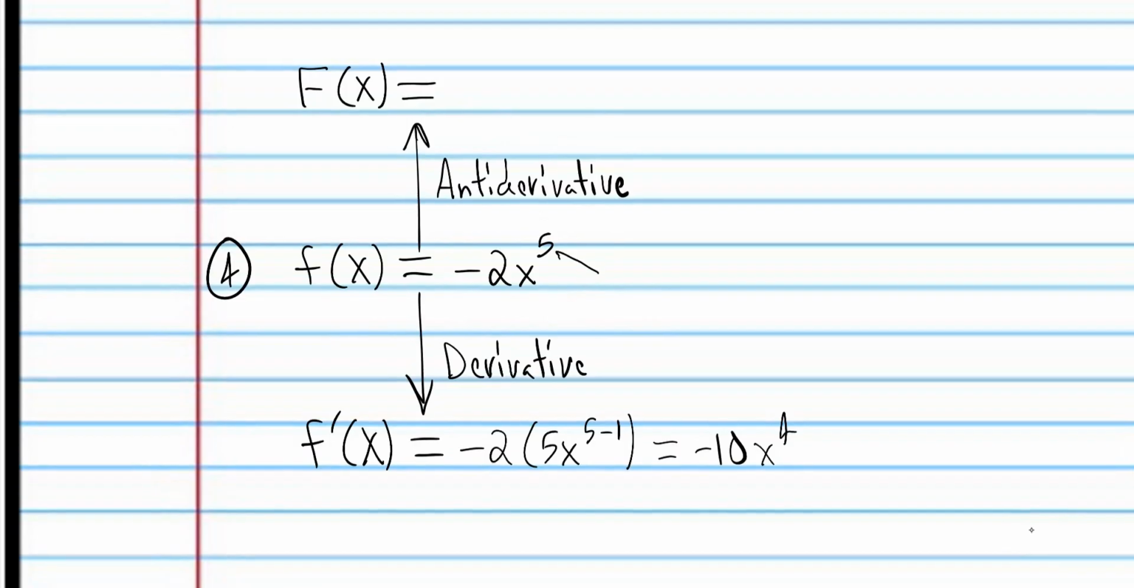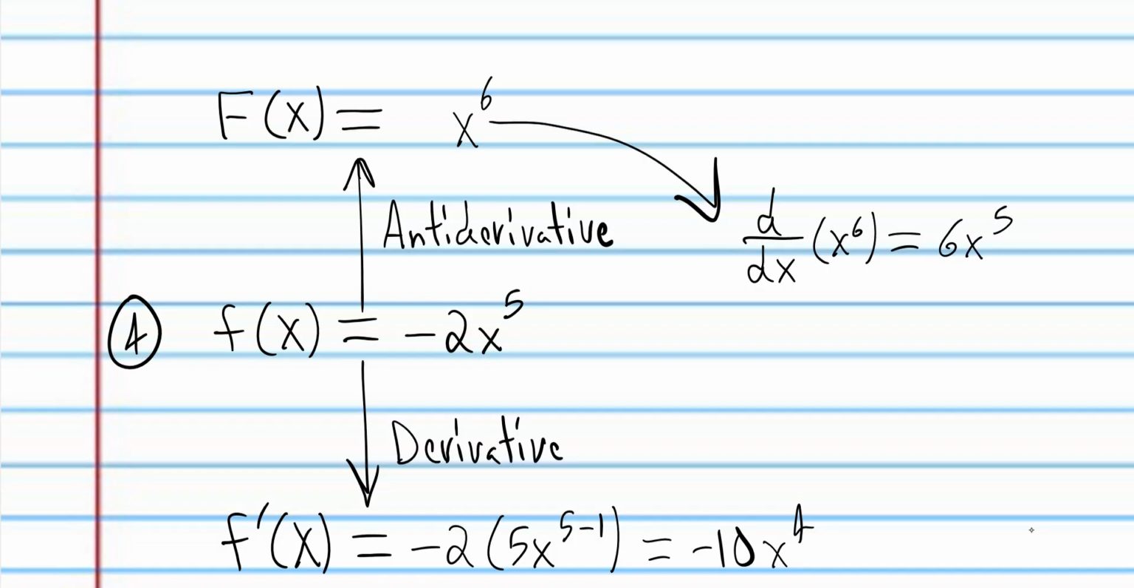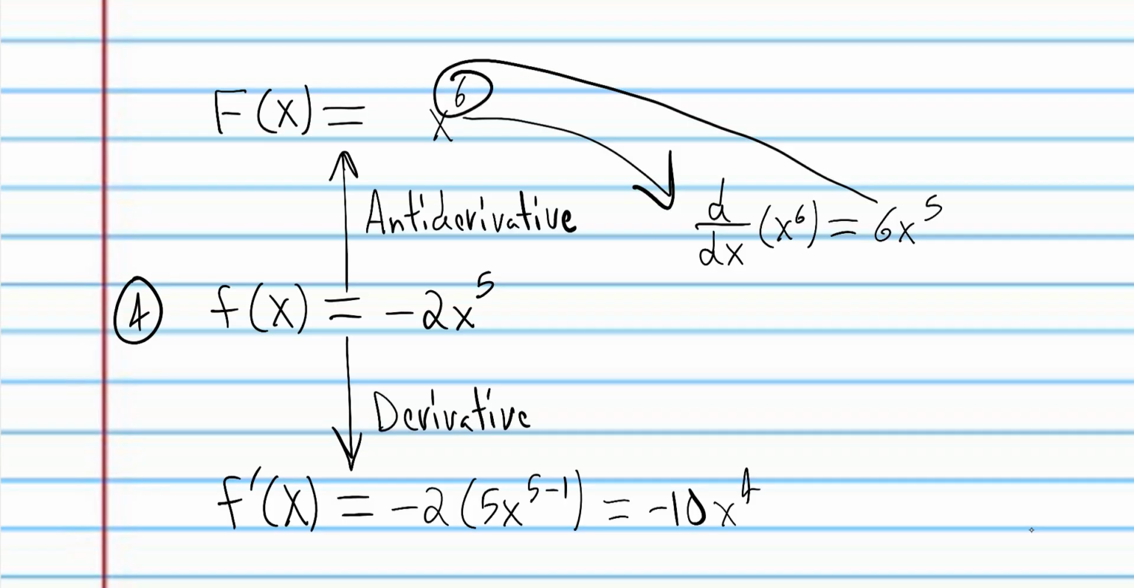Now let's try to see if we can find the antiderivative. Well, we subtract 1 from the exponent to find the derivative, so obviously we're going to add 1 to go in the opposite direction. Now here's the part where we have to stop and think, because we know the derivative of x to the 6th power is probably not going to be what we're looking for. That gives us 6x to the 5th power. So we don't want a 6, we want a negative 2. But we know that when we bring down the exponent, we're going to multiply it into the expression. So the question, I guess, is 6 times what number is equal to negative 2? And obviously the answer to that question is negative 1/3.